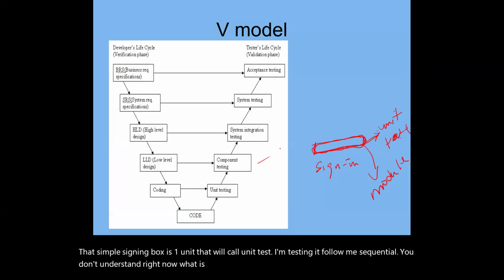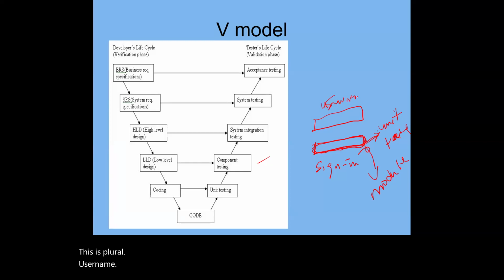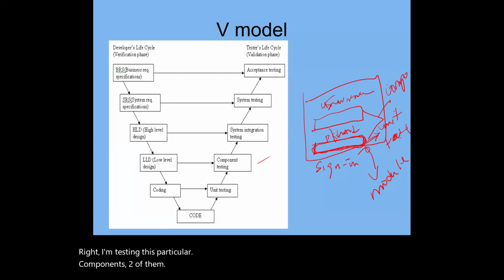Now, what is component testing? Because sometimes in English, what do you understand about the term components? Component testing. Compose two things together. Plural, not singular. This is singular. This is plural. Username, password. Right? I'm testing these particular components. Two of them. Plural. Compose. Component testing.